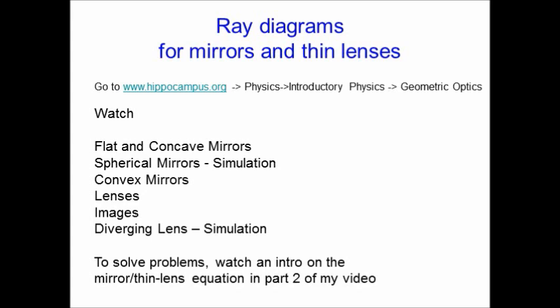While you do that, the lectures will ask you to do simple calculations to confirm the correctness of the ray diagrams that they show. To do that, you will have to use the mirror thin lens equation that I mentioned before. So in the second part of the video, that you can watch either before the hippocampus lectures or after hippocampus lectures, I will briefly describe how to use the thin lens equation.